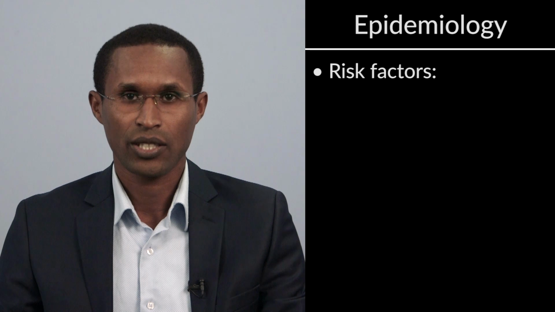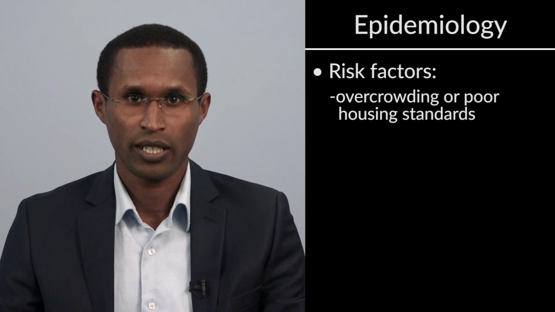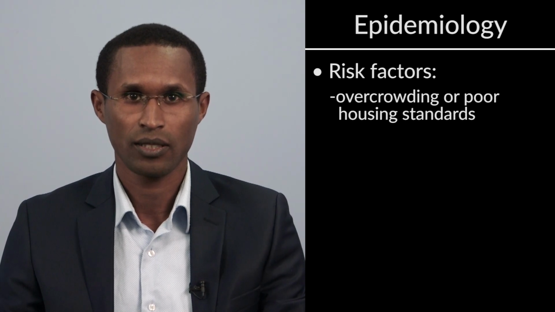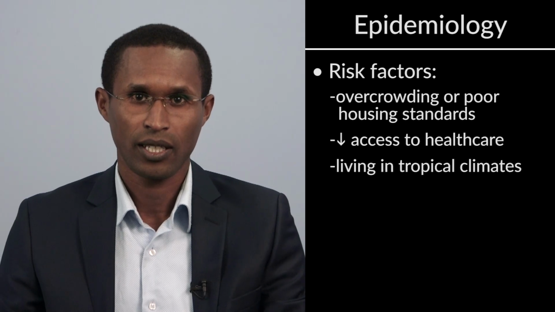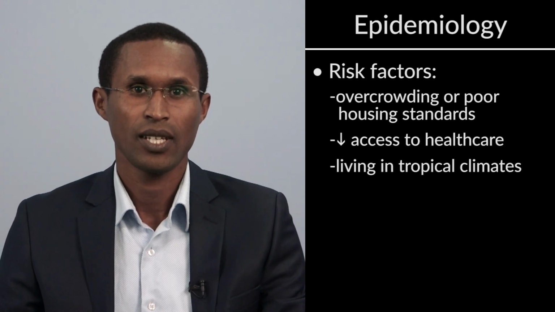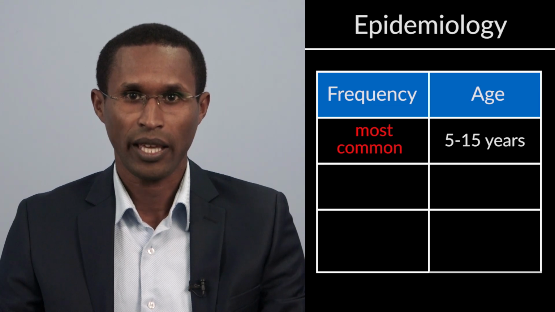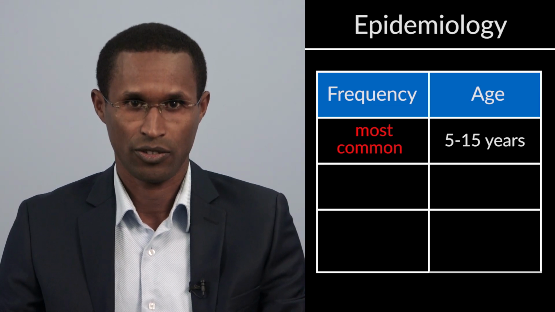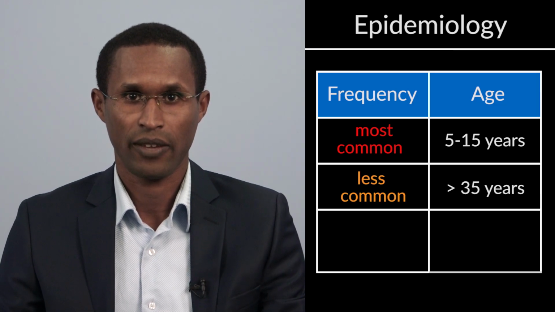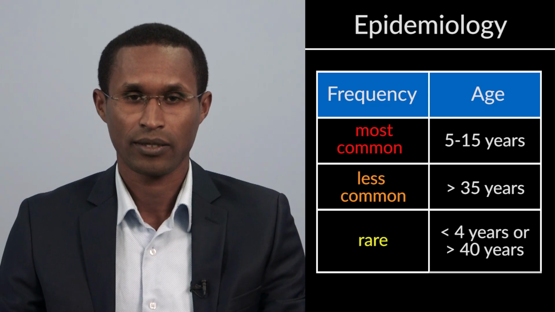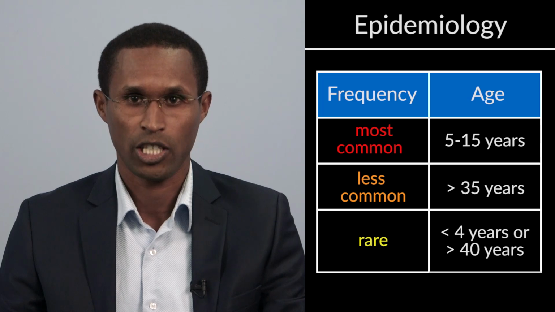The following factors increase the risk of developing acute rheumatic fever: overcrowding and poor standards of housing, reduced access to healthcare, and living in tropical climates. Acute rheumatic fever is most common in children between the ages of 5 and 15 years. It is less common after the age of 35 years and is rare under 4 years and over 40 years of age.